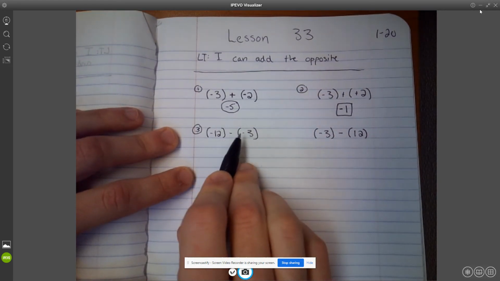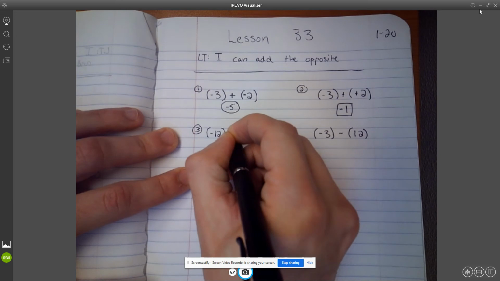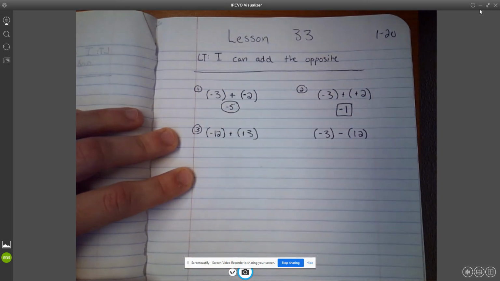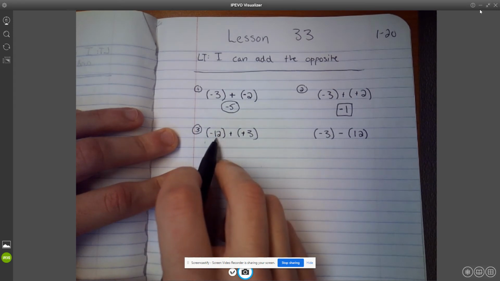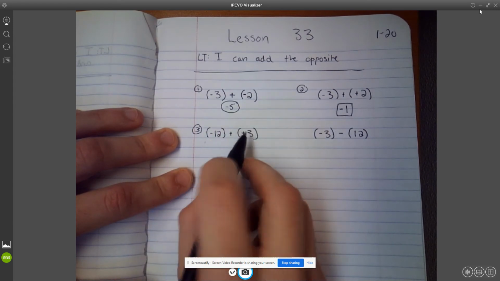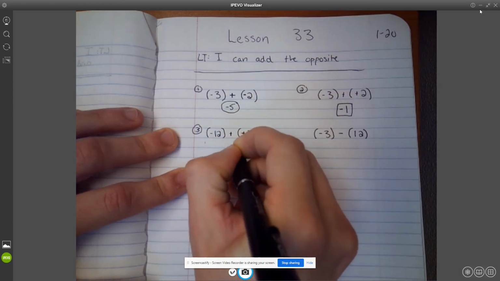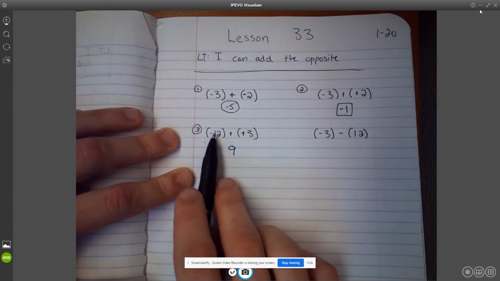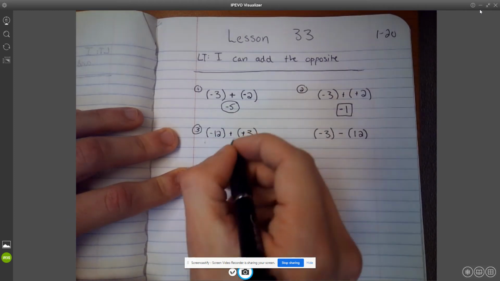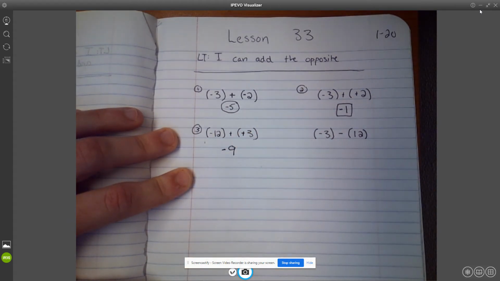-12 minus -3. Add the opposite. Again, when we have one of each, we have a negative and a positive. We're going to take the bigger one and subtract the smaller one. So we have 12 minus 3 is 9. And let me ask ourselves, what's bigger, -12 or 3? 12 is obviously bigger. So our answer is going to end up being negative.